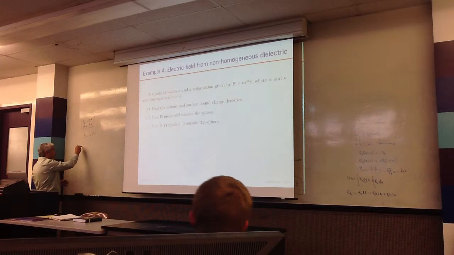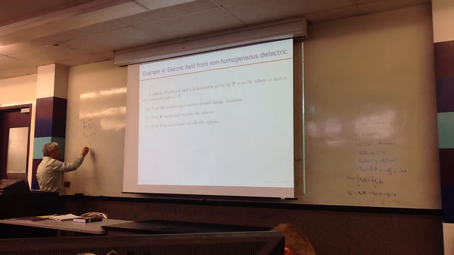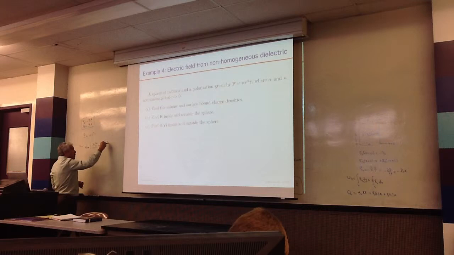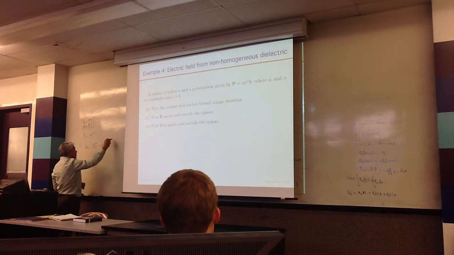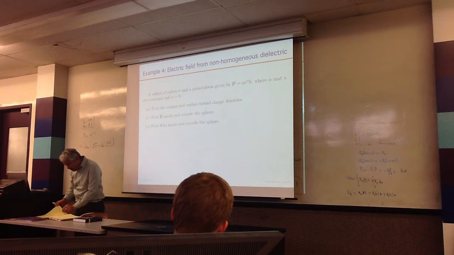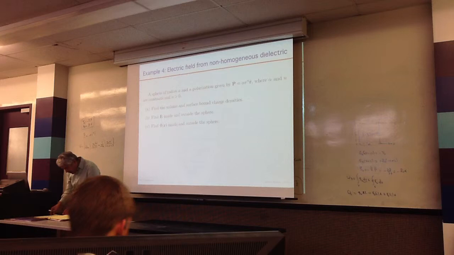The way we got V, the potential was equal to 1 over 4 pi epsilon 0, the integral of sigma bound over R minus R prime dA prime, plus 1 over 4 pi epsilon 0, the integral of rho bound over R minus R prime dV prime. Except that you don't have to do this in that form. So what is the E field outside?